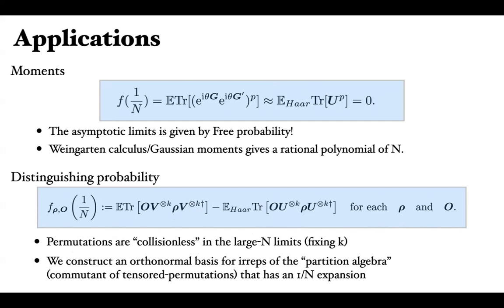And then for this Markov trick to work, we do need to say that this quantity is a low degree polynomial. And that's actually pretty technical. We have to construct an orthonormal basis for the irreps of the partition algebra, so it's like some commutant of this tensor permutation symmetry. We need to show that this also has a large n, 1 over n expansion that has low degree.